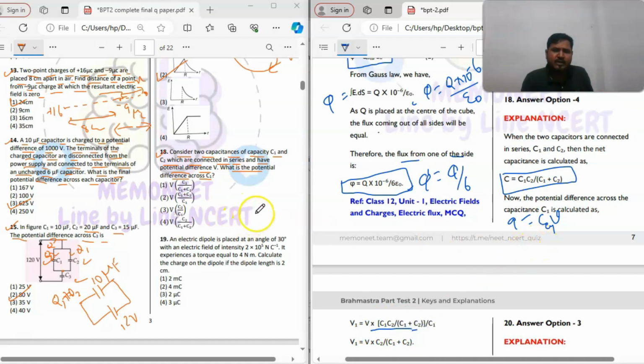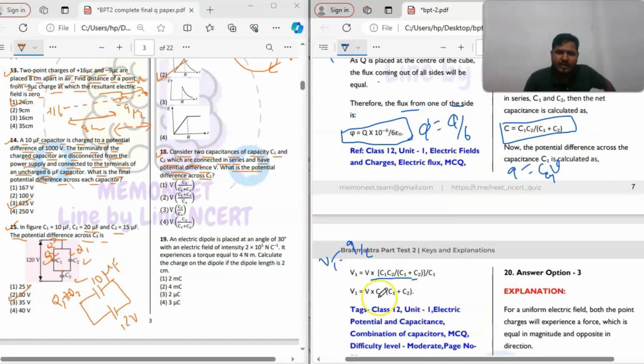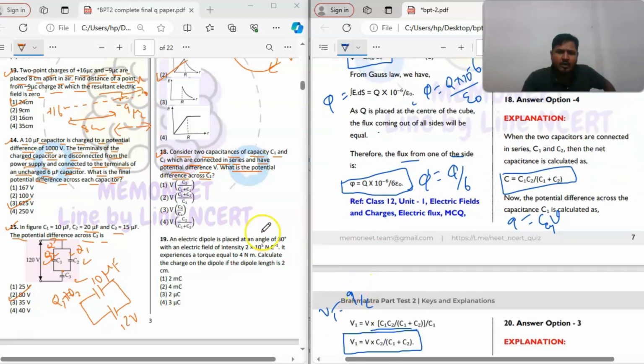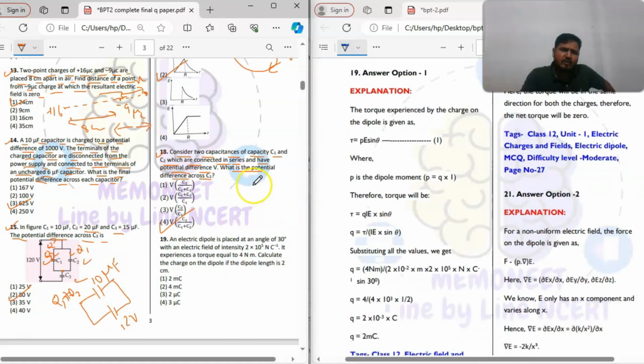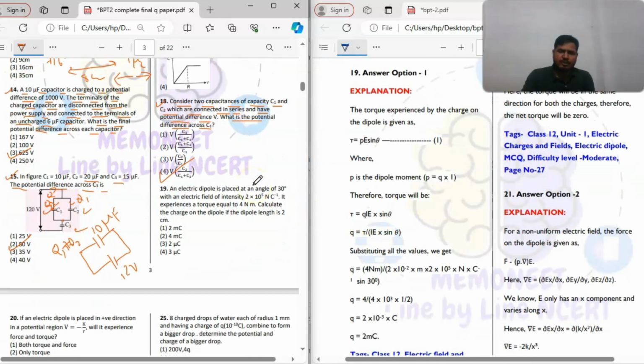Now we have to find the potential difference across C1. We know the value of Q, so we can find V is equal to Q by C, where C is C1. After solving this, we get V1 is equal to V times C2 by C1 plus C2. So our fourth option is the correct option. I think you might have understood the concept. Now move to the next question.